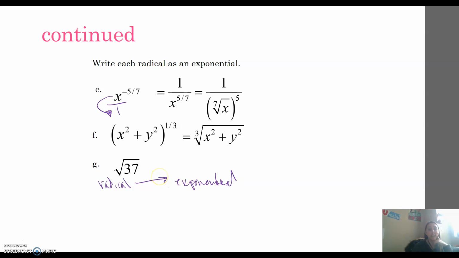Okay, so my root is 2. So my base is 37. My root is 2, and this is to the 1st power, so I'm going to do 1/2. I'll hit pause and erase that. So we have 37 to the 1/2, and we're done.